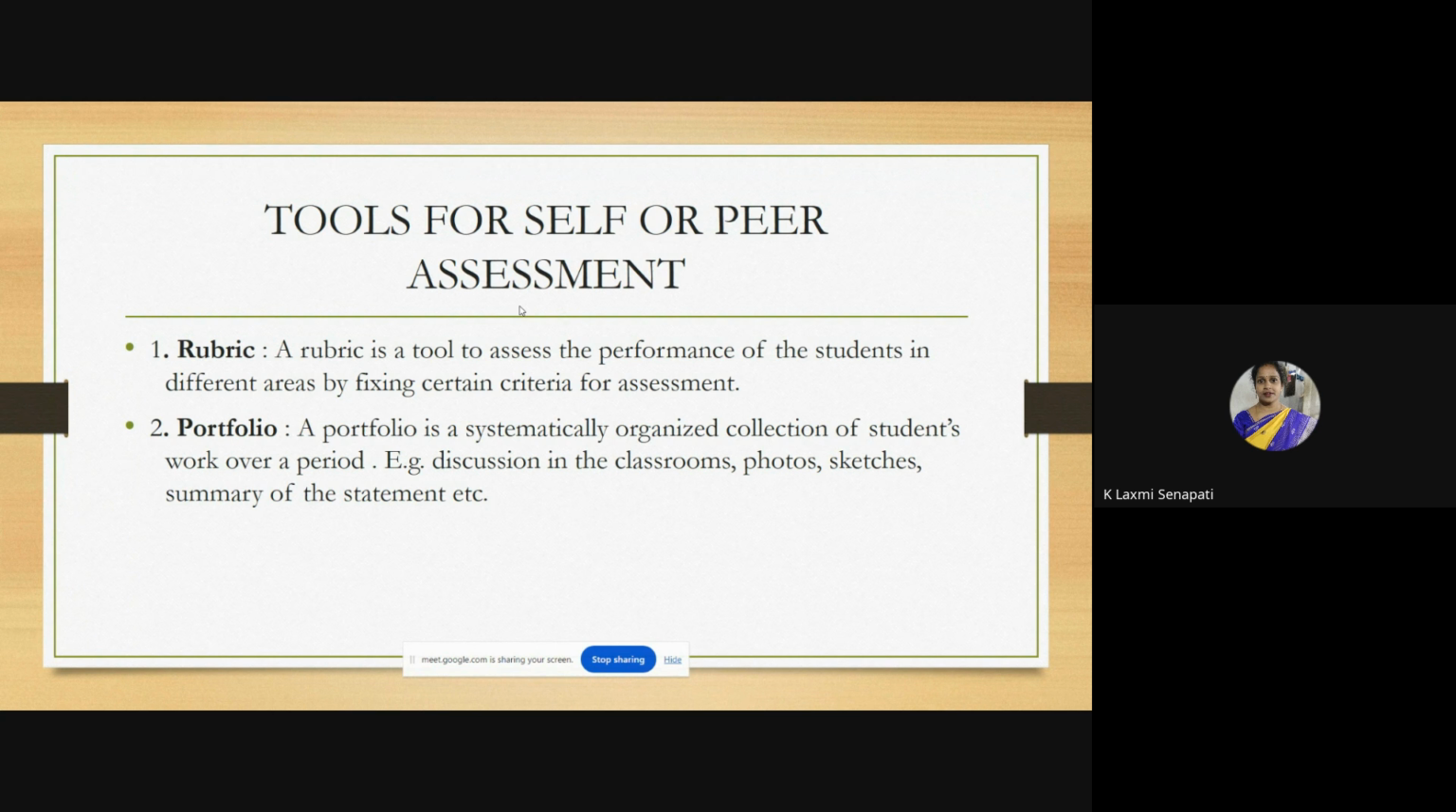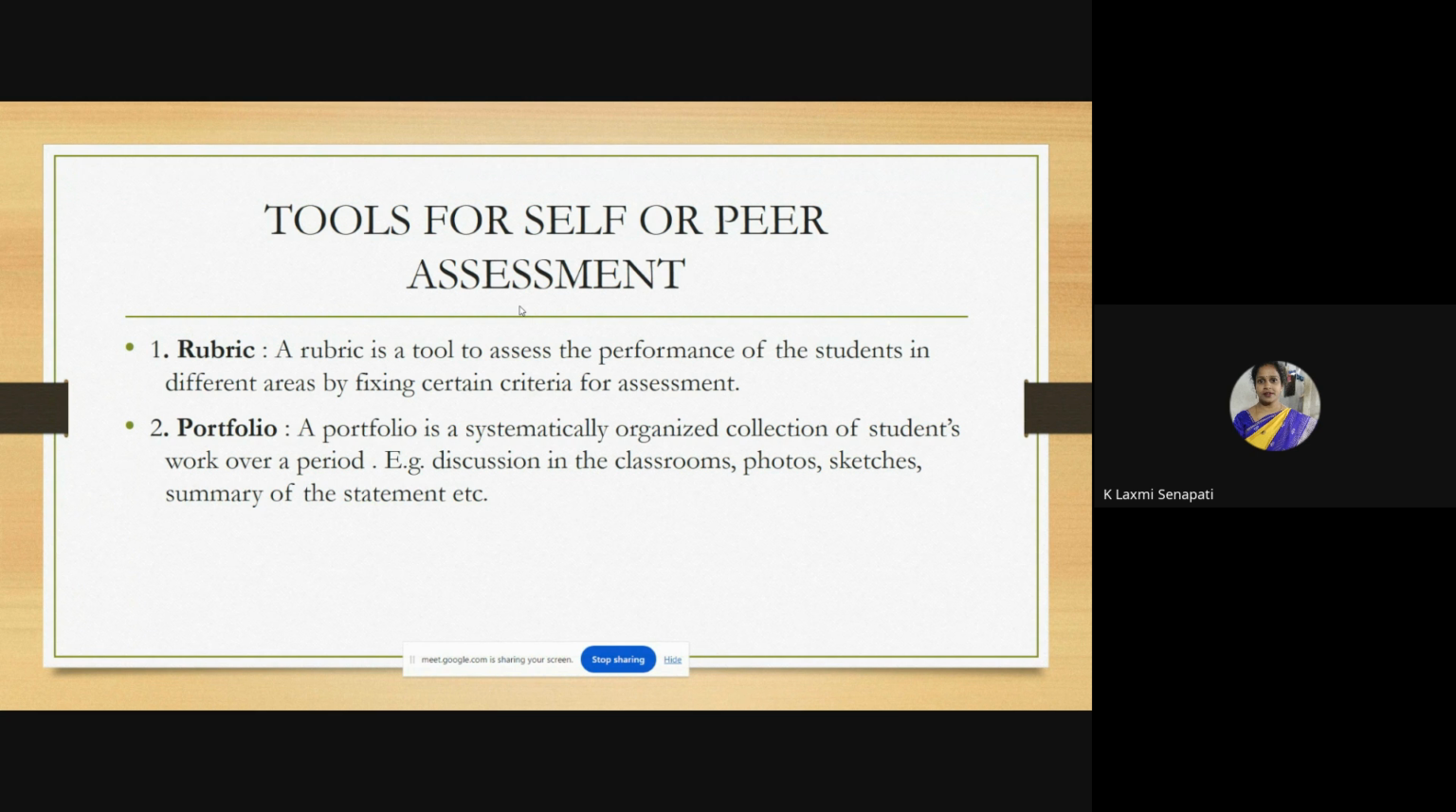Suppose a fancy dress competition is there, there also we are fixing some criteria. Some get up, their way of facing the audience, how they are representing their character. Everything we have to judge. And in rubrics, here what we are doing, we can assess ourselves also. I can assess myself and also I can assess my peers. Peer means friends. For them also I can assess.